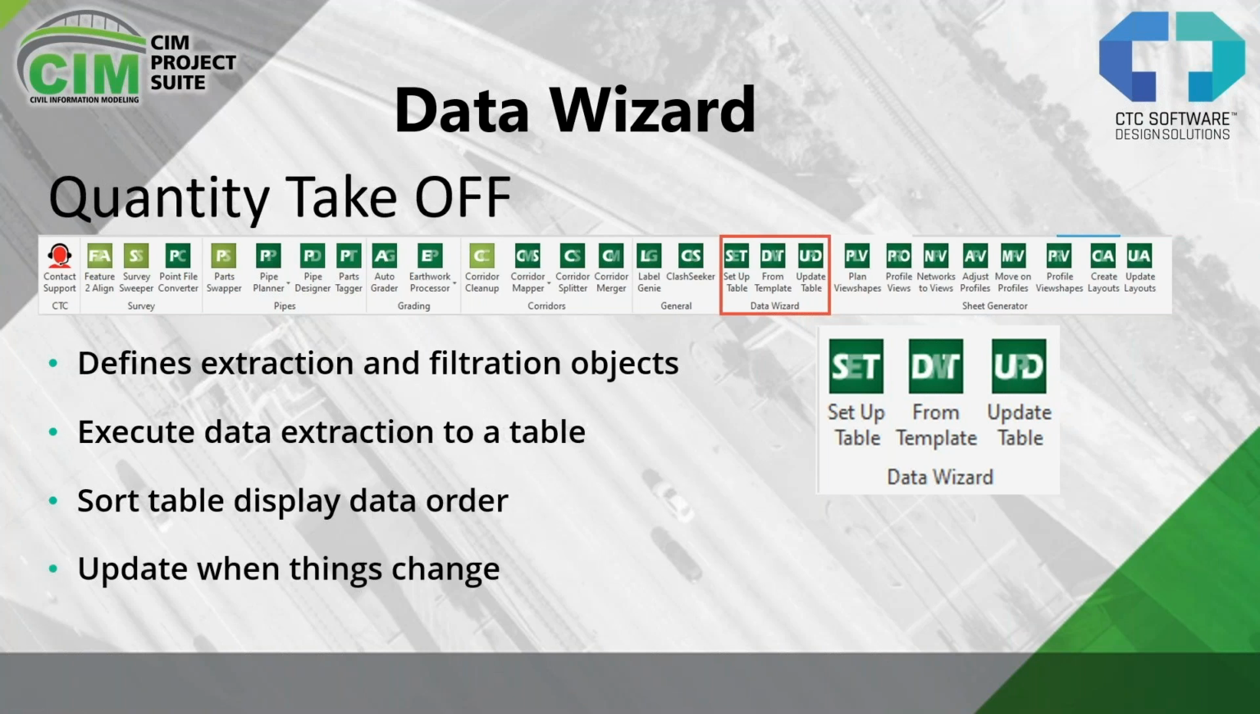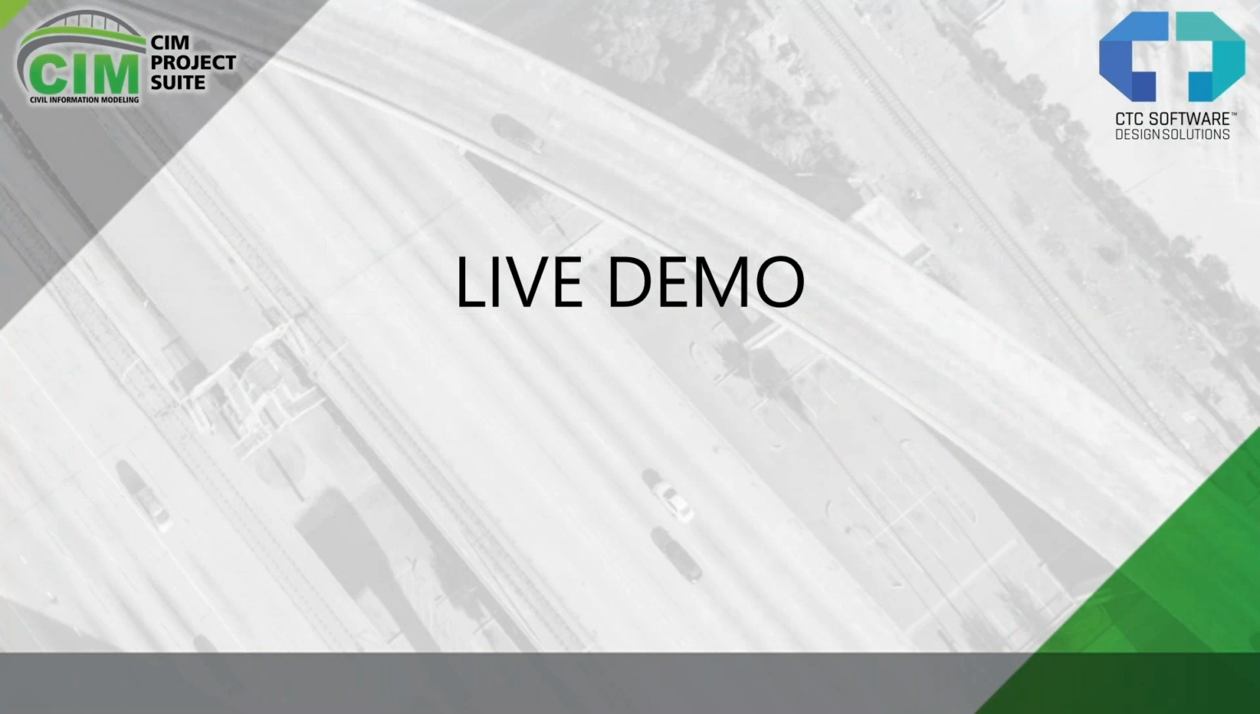So today we're going to show you how to define the extraction and filtration of objects, many different ways to do things. We're going to execute data extraction to a table. We'll sort the table so we can display it how we want in our drawing. And then we will show you, hopefully, how to update things when things change. So with that, let's attempt to get into the live demo.